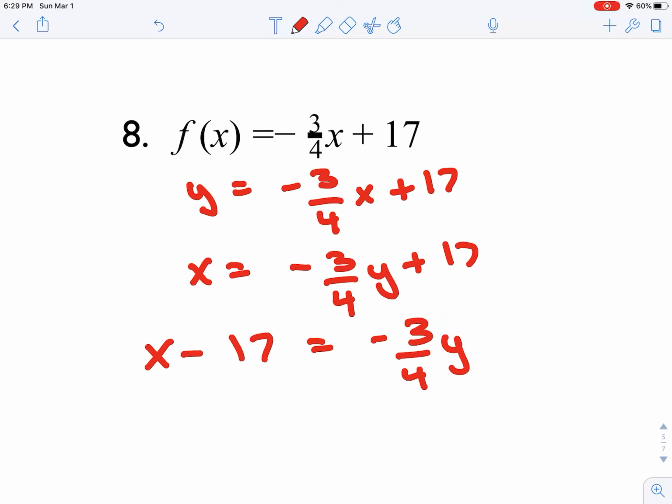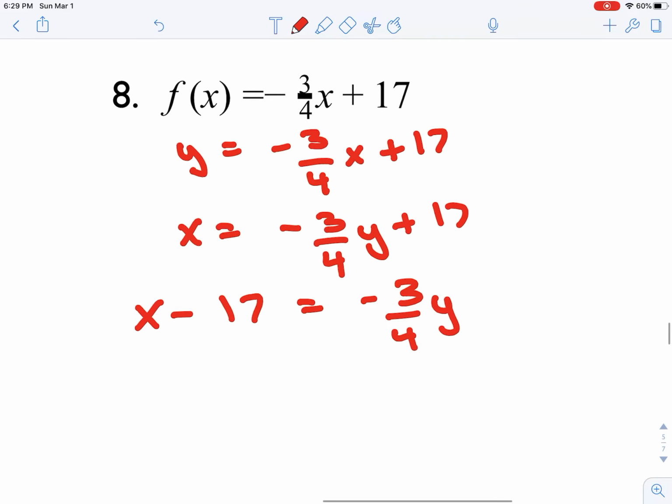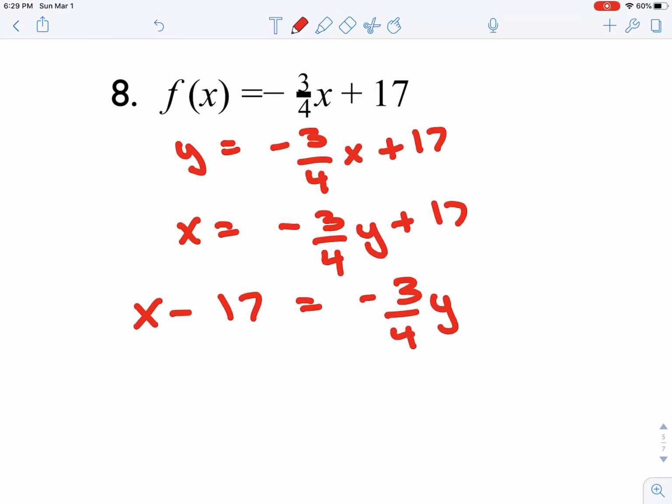There's a lot of different ways to handle this, and this is where the problem would go wrong for a lot of people. So you need to divide both sides by -3/4, which a lot of you know is the same as multiplying by -4 over 3. And that'll work, but I think that there's an easier way to do it.